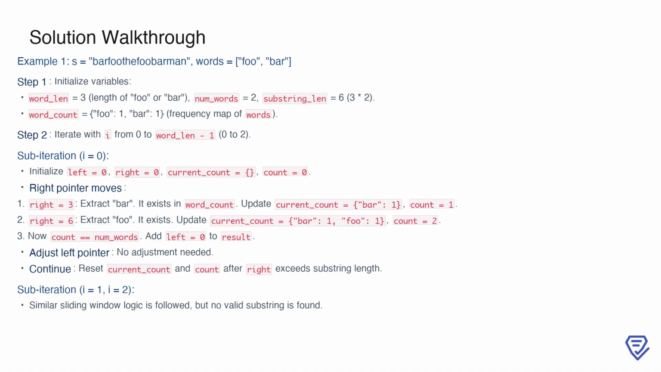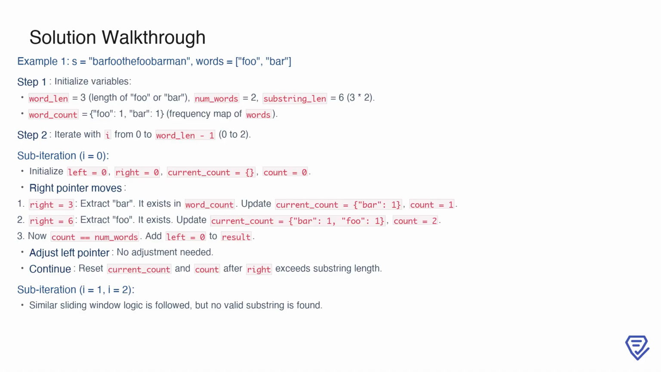As we move the right pointer, we extract substrings of length word_len. For instance, at right equals 3, we extract bar, which exists in word_count. We update current_count to bar: 1 and increment count to 1. Similarly, at right equals 6, we extract foo, again finding a match. Now, current_count becomes bar: 1, foo: 1 and count reaches 2, which equals number_words. This indicates we've found a valid substring starting at left equals 0, so we add 0 to our result.